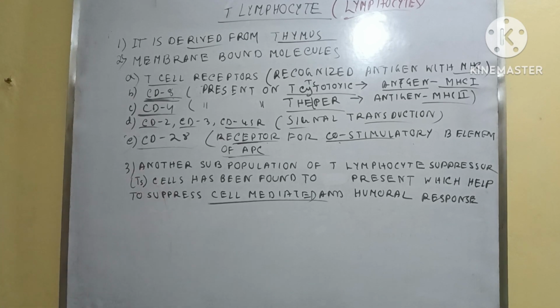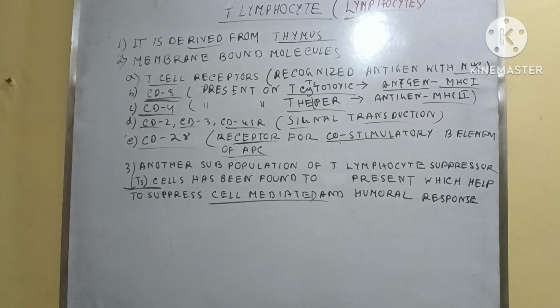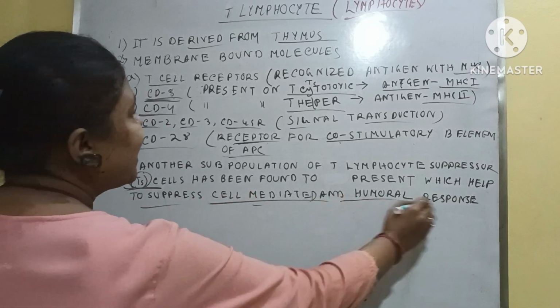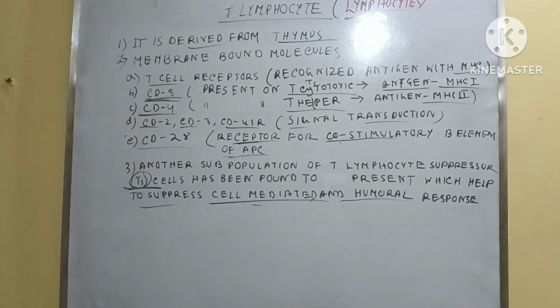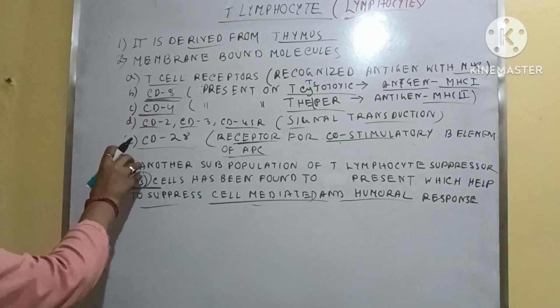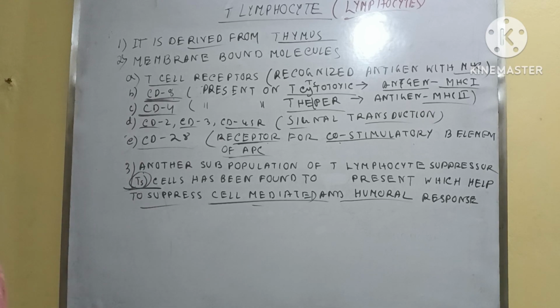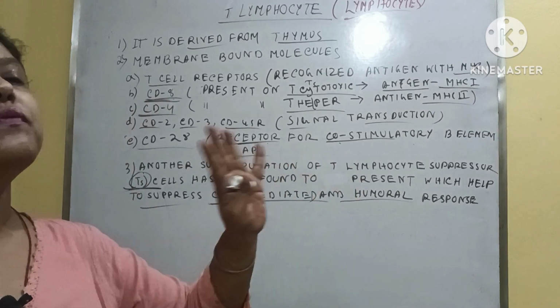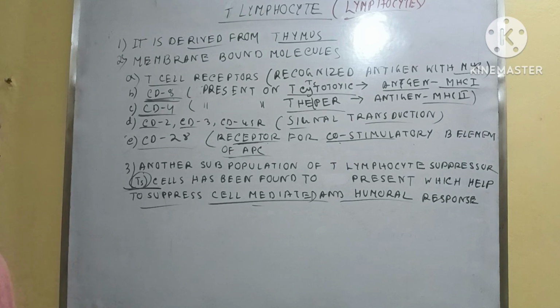Another type of T cells is called the suppressor T cells. What is the role of these TS cells? They suppress both kinds of immune responses. Its function is to help suppress both kinds of immune responses, clear?